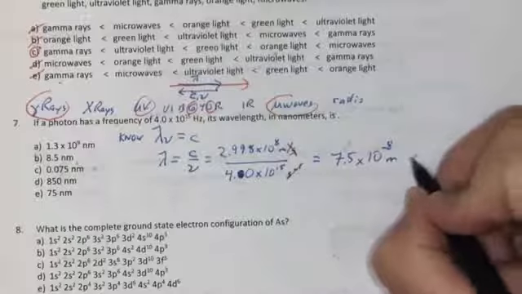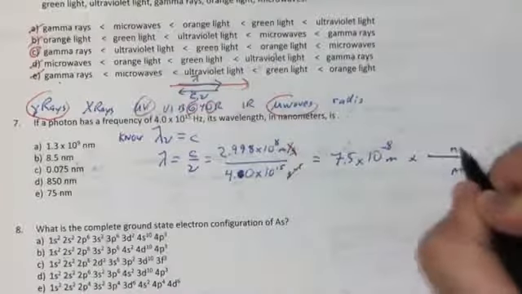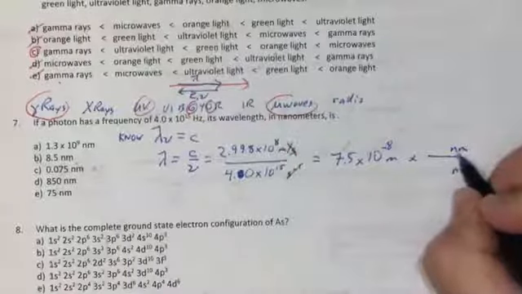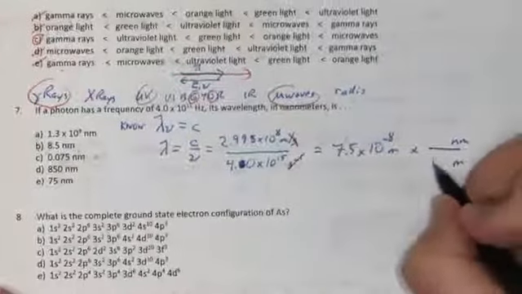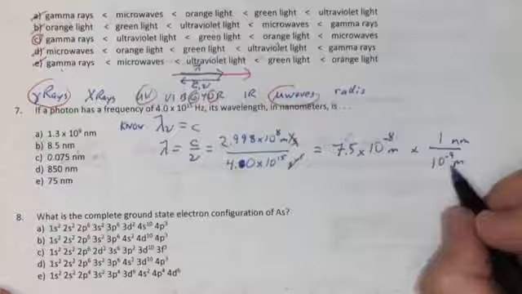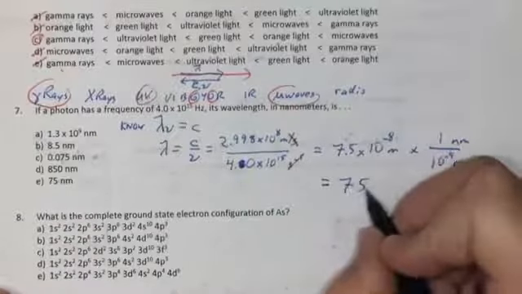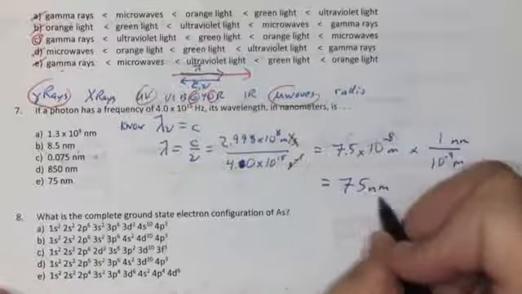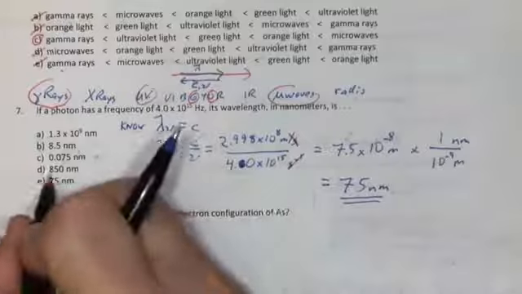Now let's convert that to nanometers because all these are in nanometers. I'm going to go from meters to nanometers. Nano means times 10 to the negative 9. It goes with the base unit, the unit without the prefix. And so 10 to the negative 9 meters equals 1 nanometer because nano means times 10 to the negative 9. And this calculates out to be 75 nanometers. 75 nanometers. And so the correct answer is choice E.